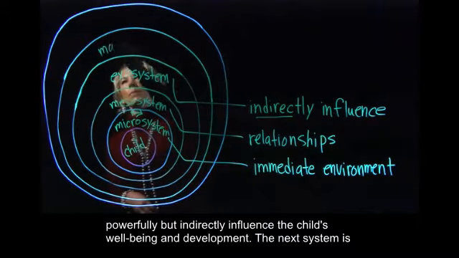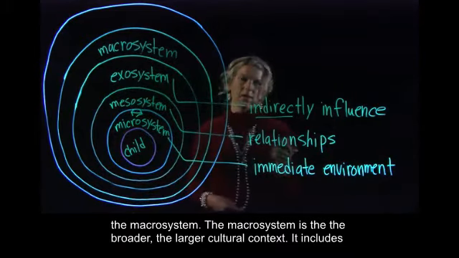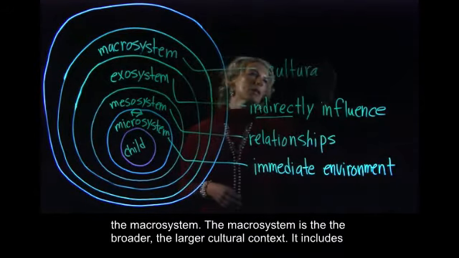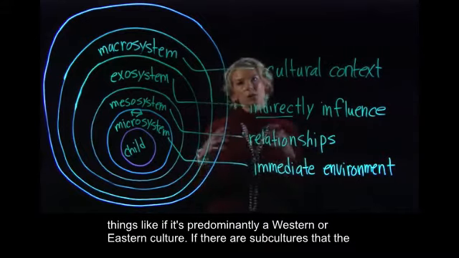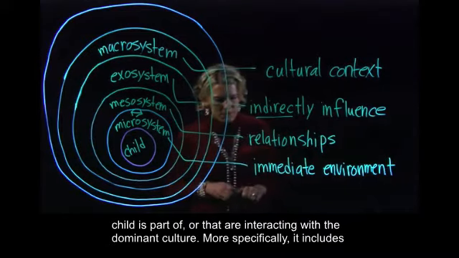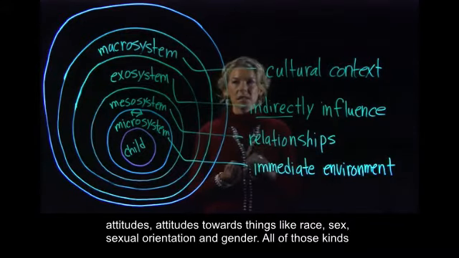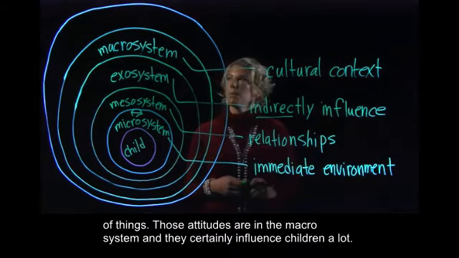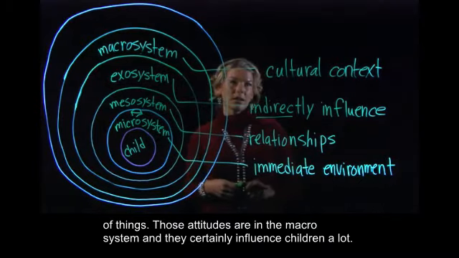The next system is the macrosystem. And the macrosystem is the broader, the larger cultural context. It includes things like whether it's predominantly a Western or Eastern culture, if there are subcultures that the child is part of or that are interacting with the dominant culture. More specifically, it includes attitudes. Attitudes towards things like race, sex, sexual orientation, gender, all of those kinds of things. Those attitudes are in the macrosystem, and they certainly influence children a lot.